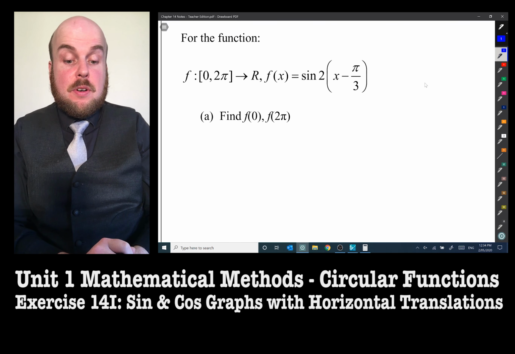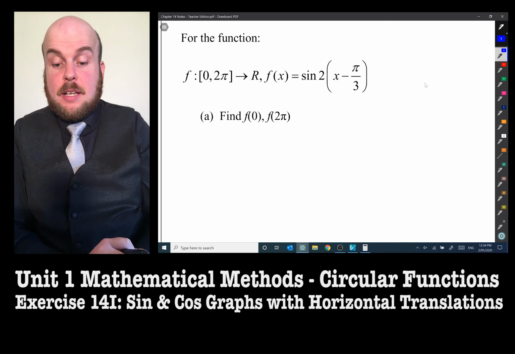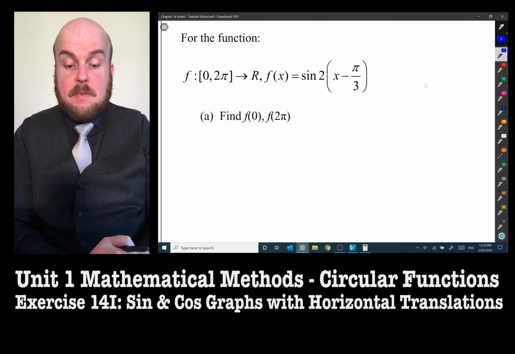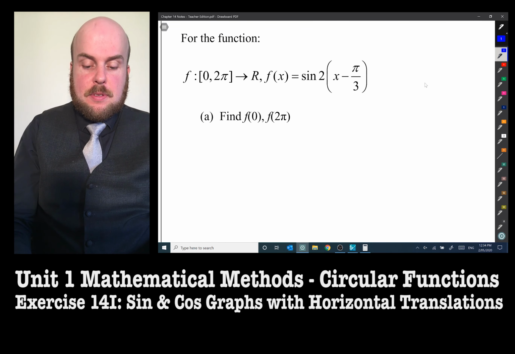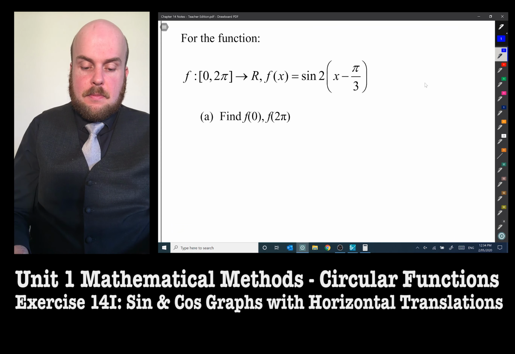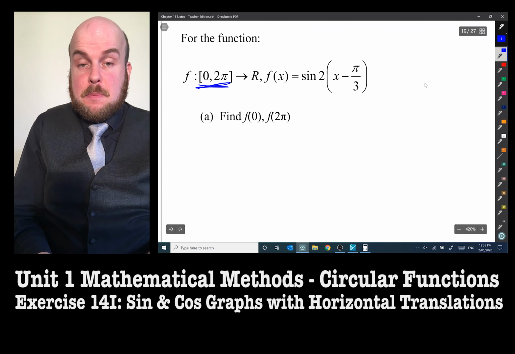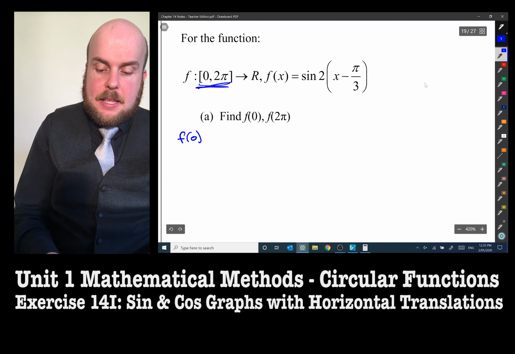For the function f(x) = sin(2x − π/3) on the domain [0, 2π], we need to find f(0) and f(2π), and then we'll have to sketch the function. These would be the two endpoints, because that's the domain there.